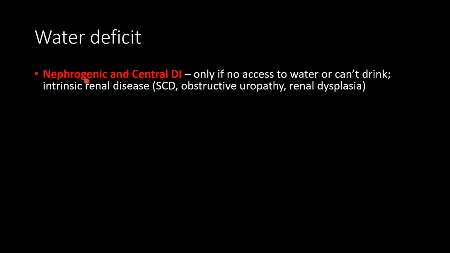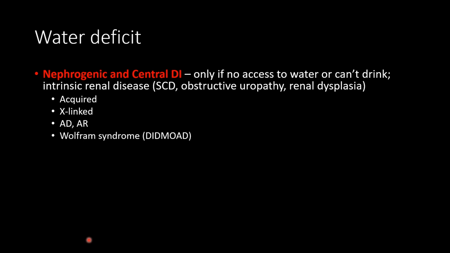ADH not being able to implement its action means water will get excreted. Water will get excreted means the total body water will get decreased, but it is not affecting the sodium. So total body sodium remains the same, but the total body water decreases. So as a result, what will happen? Hypernatremia will happen. So that is the predominant cause. What is the second cause? This nephrogenic and central diabetes insipidus may be acquired, may be X-linked, may be autosomal dominant, may be autosomal recessive, and it may be a part of Wolfram syndrome, that is diabetes insipidus, diabetes mellitus, optic atrophy, and deafness.